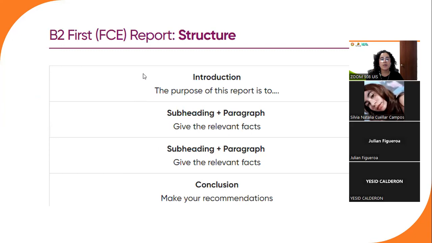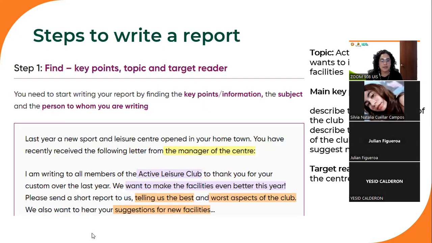So that's the definition. Then we have a structure. We're going to start analyzing each step to write a report, including the examples. So we'll read the recommendation and then check some examples, okay? So the first step is to find the key point, the topic, and the target reader. So you will always be given a little piece of information in which you need to identify the key elements, the topic, and who is going to read your report, okay? So those things are important to identify, okay?